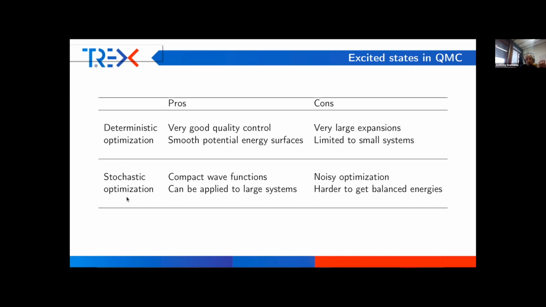And the stochastic optimization gives you compact wave functions, so it can be applied to large systems. So that's the good point. But the optimization is noisy, it's harder to get balanced energies, and it needs the user to be more careful and to check everything. And with deterministic optimization, you can make it completely automatic. So the two approaches have advantages and disadvantages. And CHAMP is a very good code for optimizing the wave function. So if you want to make accurate calculations on large systems, it's probably a good choice.